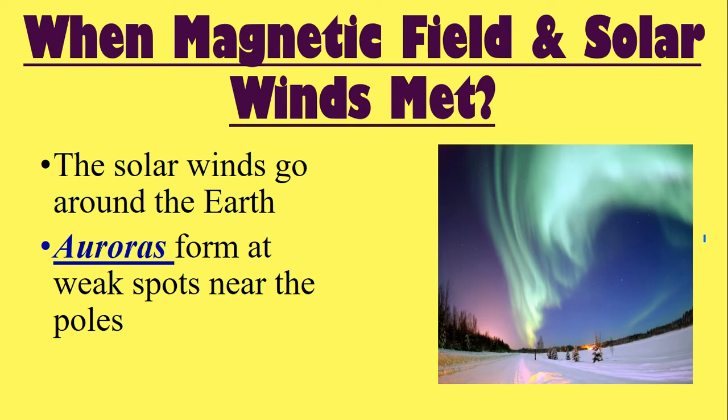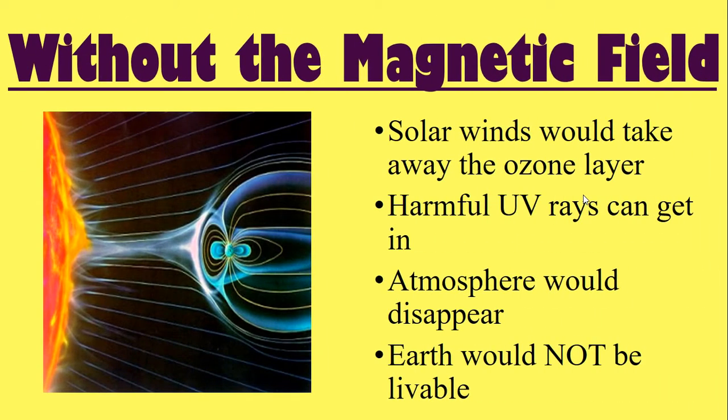Now, when the magnetic field and the solar winds meet, a really cool occurrence happens on Earth. They're called auroras. In the north, we call them the aurora borealis. They happen at a weak spot at the poles, and it creates these light shows in the upper atmosphere as things are ionized.